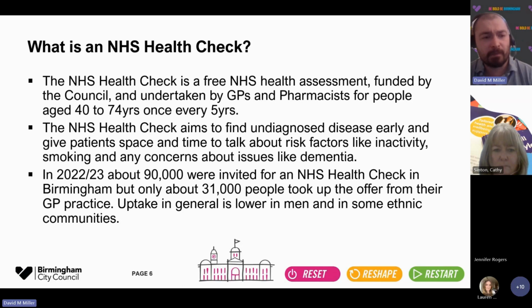This next bullet point just gives you an idea of the sort of scale that we operate at in terms of Birmingham with NHS Health Checks. In 22-23, about 90,000 people were invited for an NHS Health Check in Birmingham, but only about 31,000 people took up the offer from their GP practice. So we're obviously keen in future to push up that number of people who are actually taking up the offer and receiving NHS Health Checks. It's also worth noting that uptake in general is lower in men and in some ethnic communities.